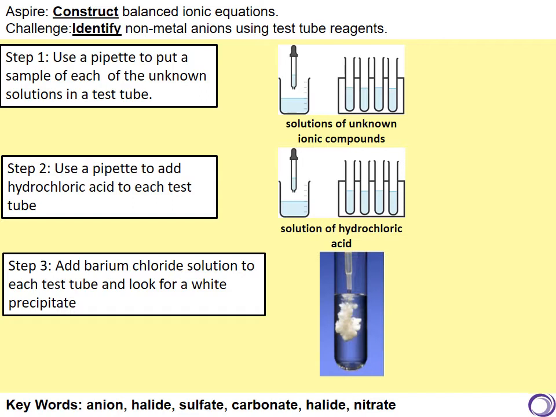The final step then is to add barium chloride solution. If a sulfate ion is present, this will then form an insoluble barium sulfate precipitate. This is usually white.